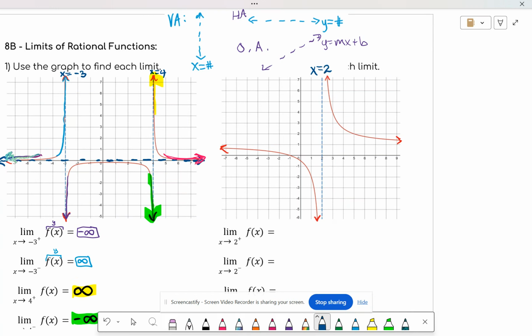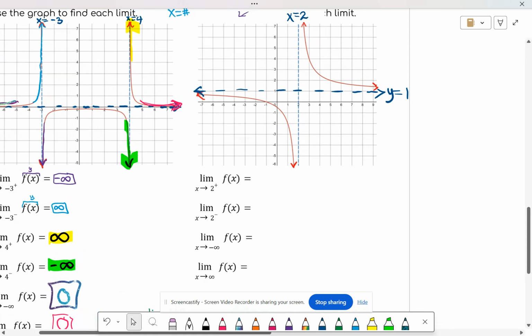And here the horizontal asymptote is at y equals 1. And that is also important to label so you know as x goes left really far, right really far, towards negative infinity or positive infinity, that it is approaching that asymptote.